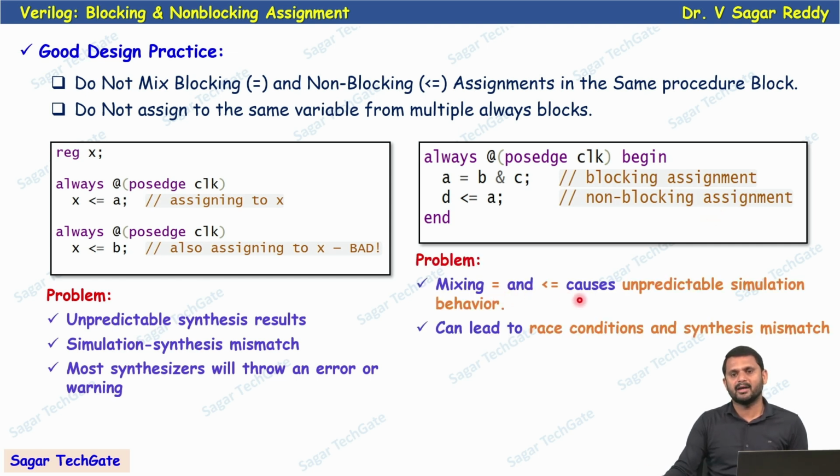Mixing blocking and non-blocking causes unpredictable simulation behavior. We won't find the actual output. Sometimes we'll get some output, other times we cannot predict the actual output. It can lead to race conditions and also synthesis mismatch. In simulation we'll get some output, but after synthesis we'll get another output. So it is better to avoid mixing blocking and non-blocking statements, and also not to use the same variable from multiple always blocks. Don't assign values to the same variable from multiple procedure blocks. I hope you understand. This is a good design practice.